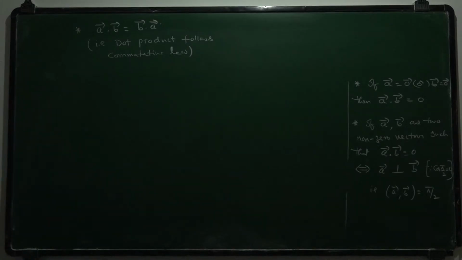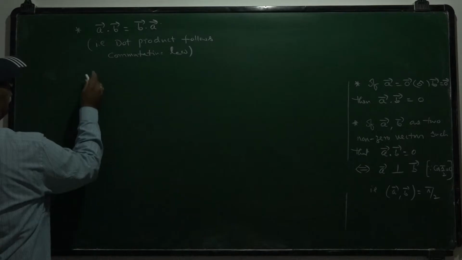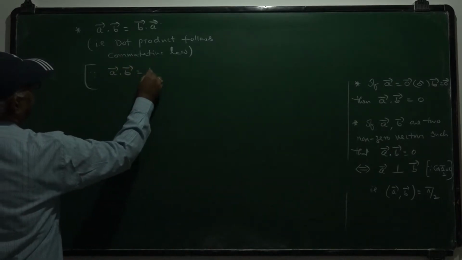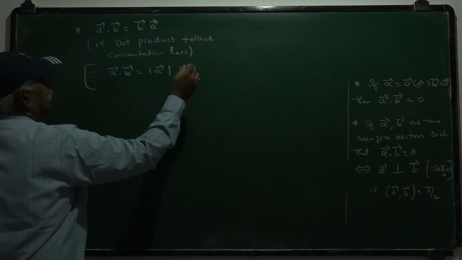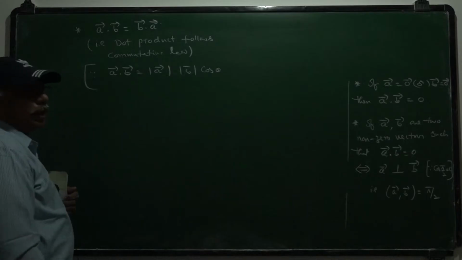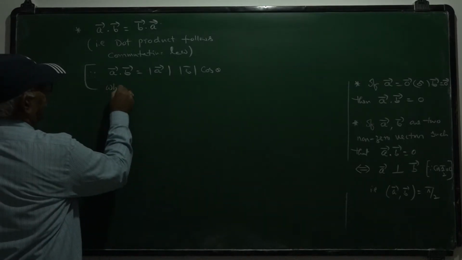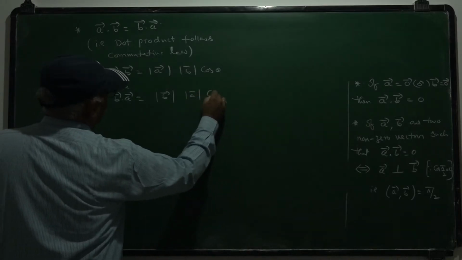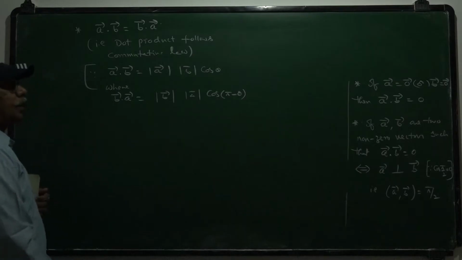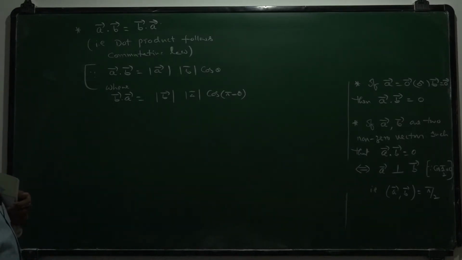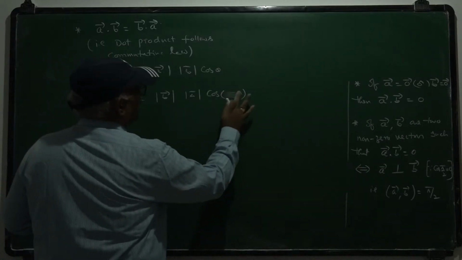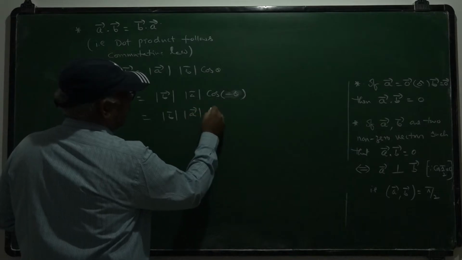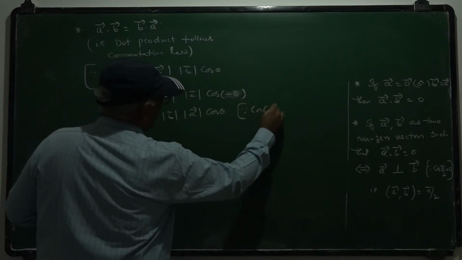A dot b is the same as b dot a, since a dot b is mod a bar mod b bar cos of the angle between a bar and b bar, suppose theta, whereas b dot a is mod b bar mod a bar cos of minus theta, which is mod b bar mod a bar cos theta itself, since cos of minus theta equals cos theta.